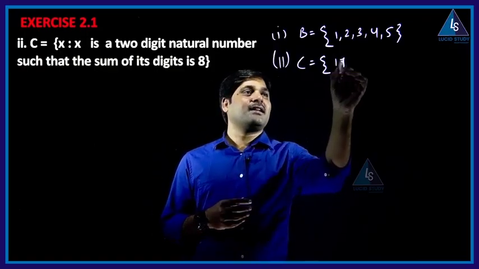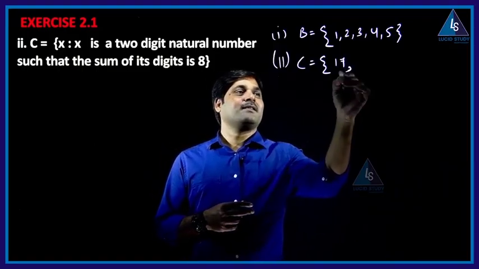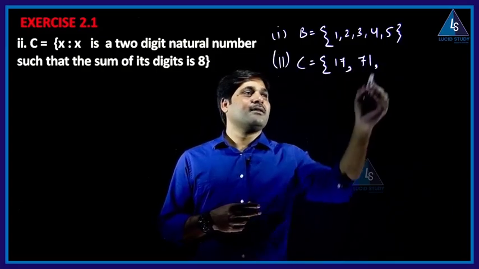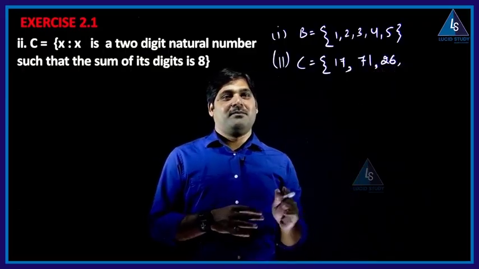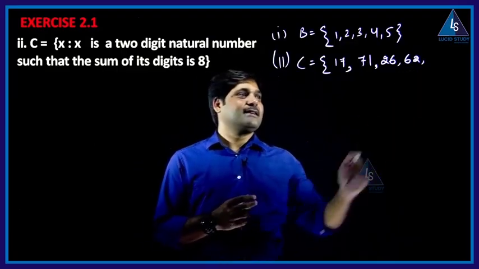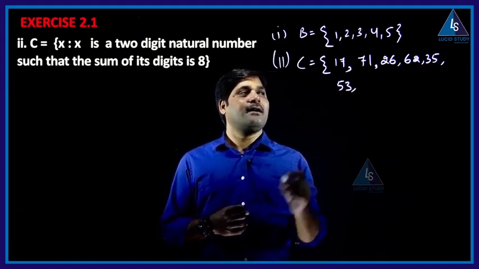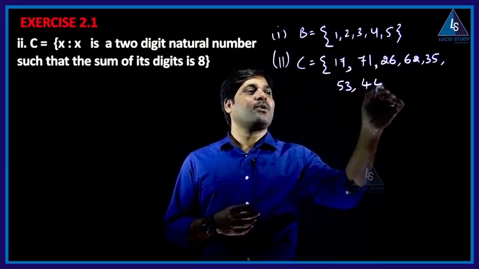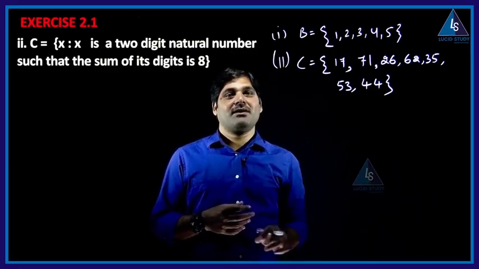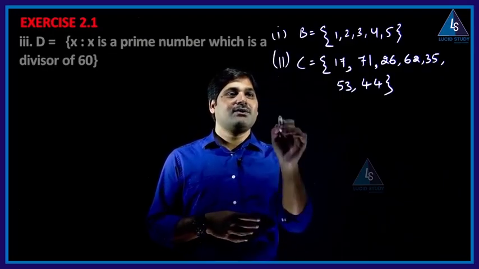If I start with 17 as a number, if you add the digits, 1 plus 7 is 8. Similarly, the next one is 71, its reverse. Next, if I take 26, then the other number is 62. So it is like a puzzle, right? Interesting. Next 35 and 53, and that's all. Next 44. So these are the numbers in that set. It should be a 2-digit number where you add the 2 digits and the answer should be 8. Understood?